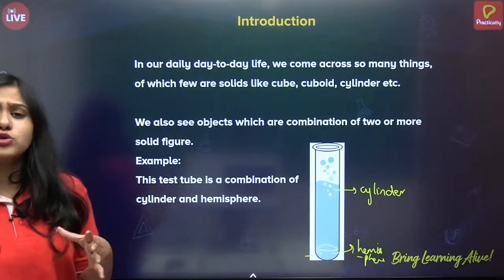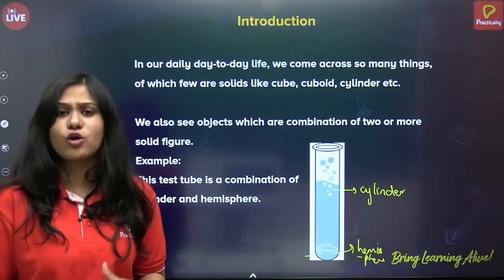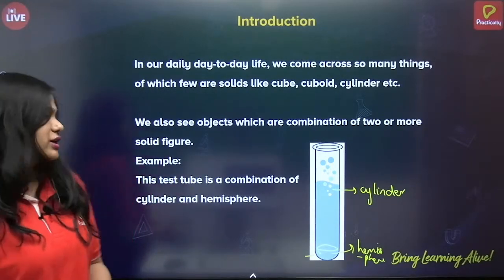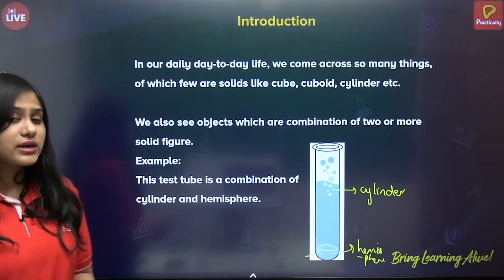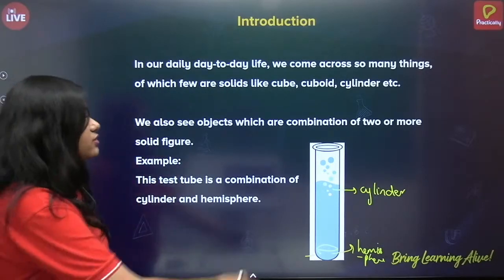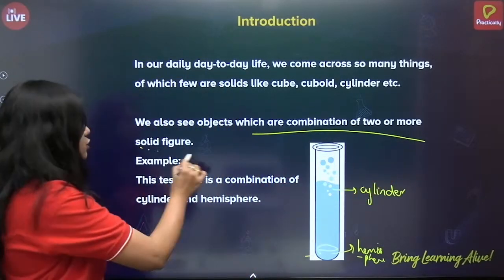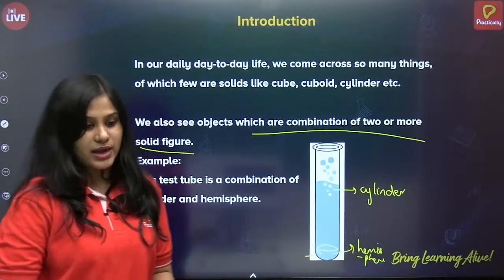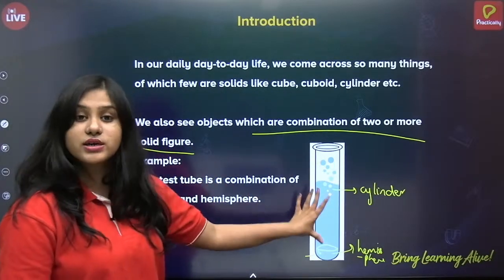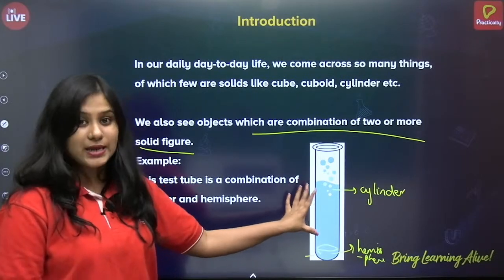So these are a few solids we come across in our day-to-day life. But sometimes we also see objects which are a combination of two or more solid figures. So what is meant by it? Now in the figure, here is a test tube which you use in your science laboratory, correct?